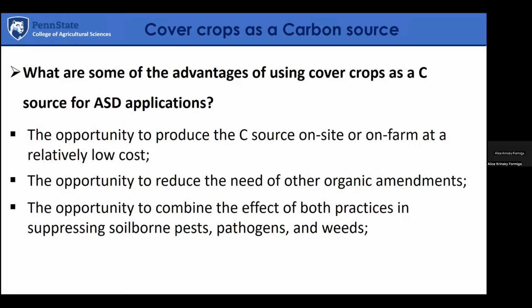And this is true, like for the example I was just making of soil-borne pests and pathogens, but also weeds.